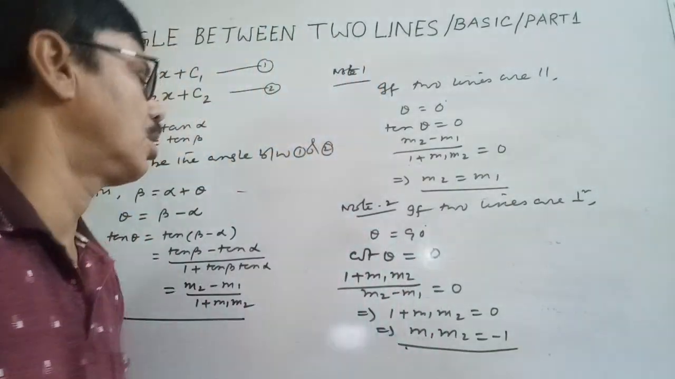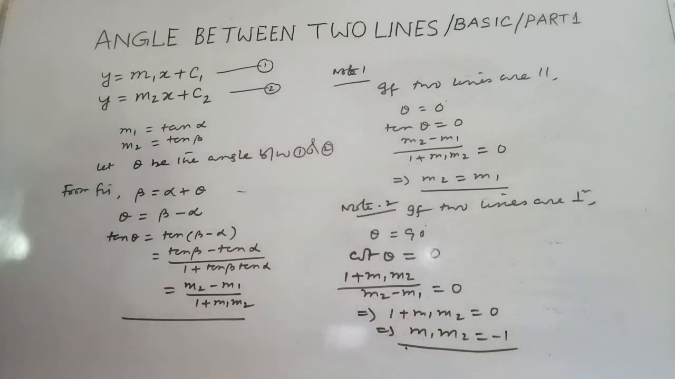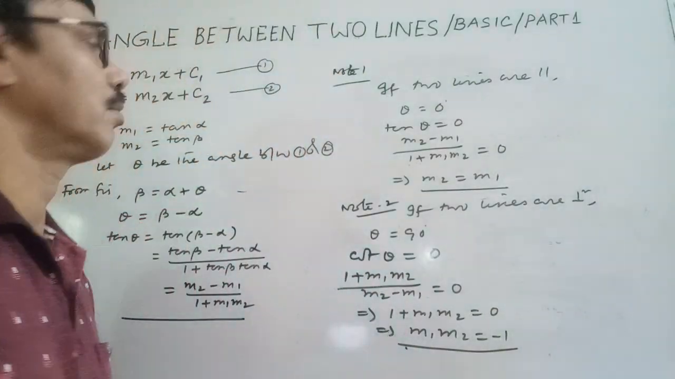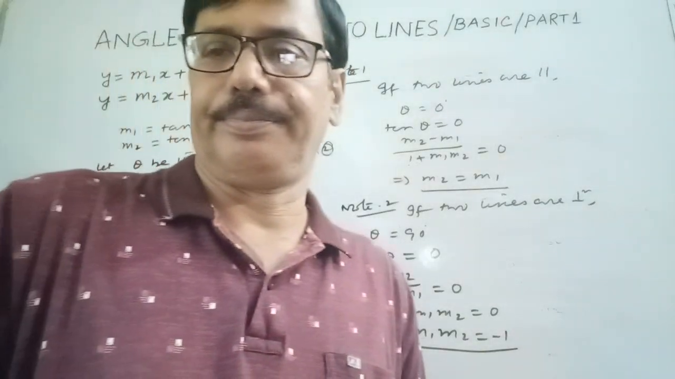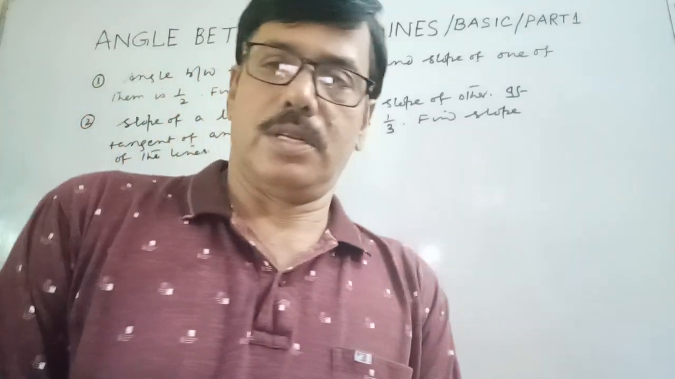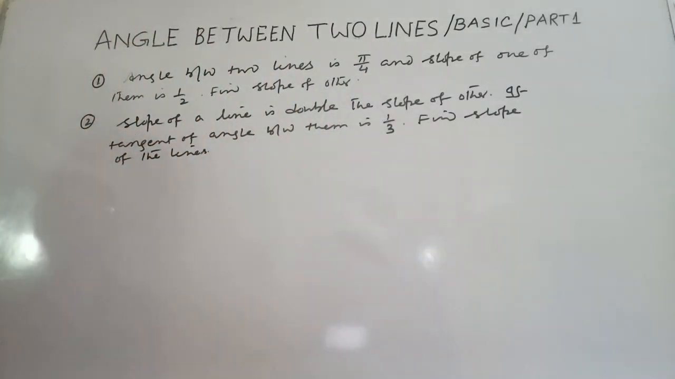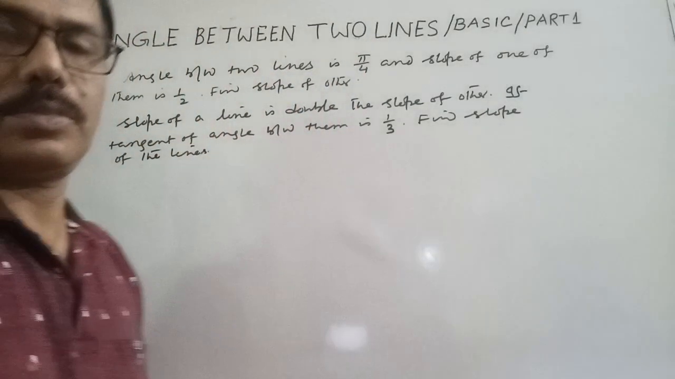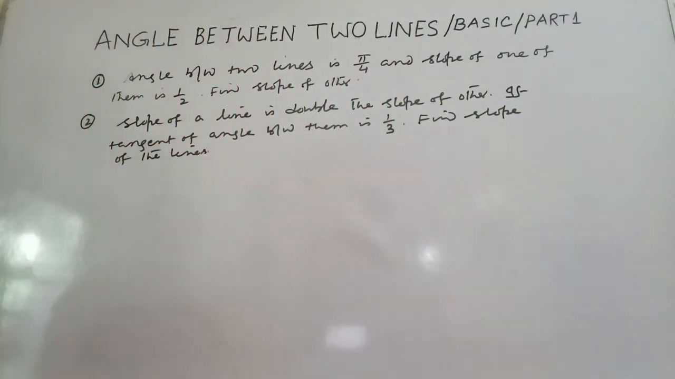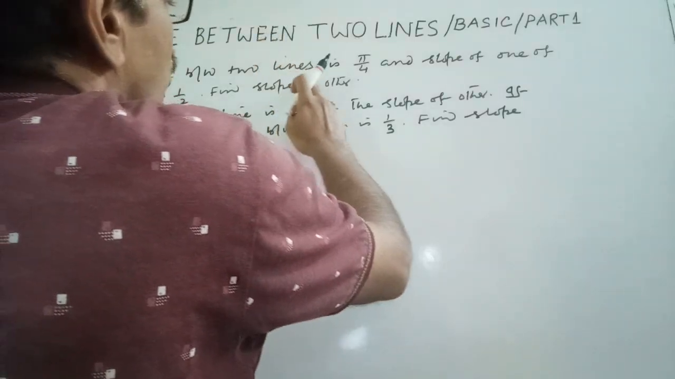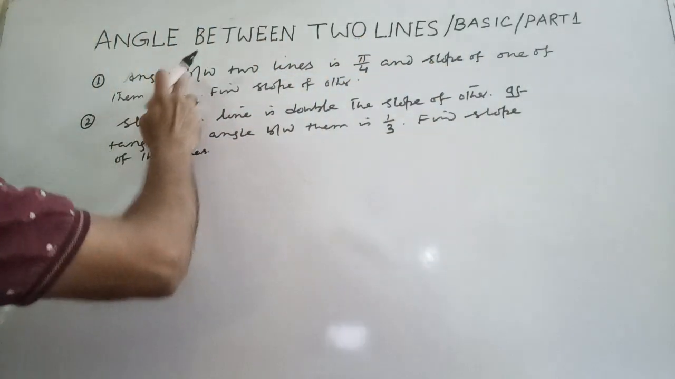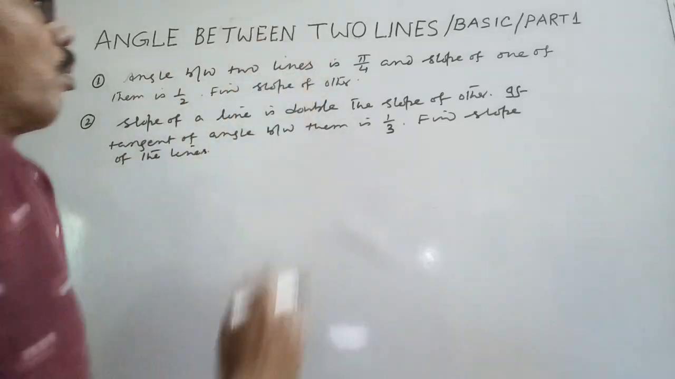Now we apply this theory to practical problems. Now, a simple application of the result, that is, the angle between two lines. The angle between two lines is pi by 4. The slope of one of them is half. Find the slope of the other.